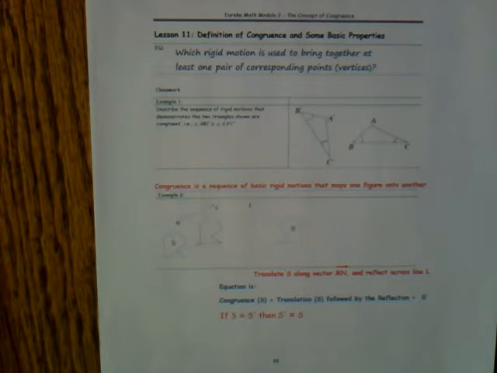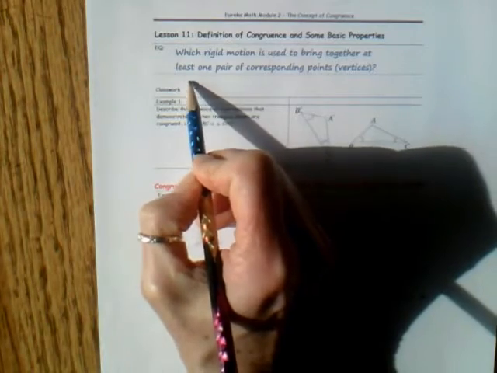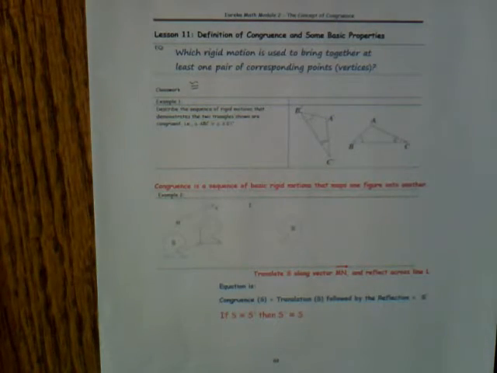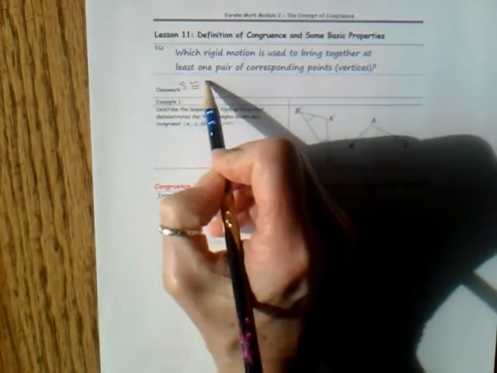A geometric figure S is said to be congruent to another geometric figure S' if there is a sequence of rigid motions that maps S to S'. The notation related to congruence is a symbol. The symbol for congruence is an equal sign with a wave above it. When two figures are congruent, like S and S', we can write S is congruent to S'.